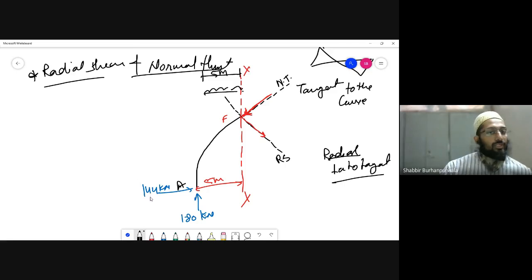If we look at it here, basically, with 144 kilonewton and 80 kilonewton, this piece AF is also in equilibrium. See, I can break the system into multiple pieces, and all those pieces are going to act in a similar fashion. So if I say that I'm only considering AF, then my complete forces are being nullified by normal thrust and radial shear.